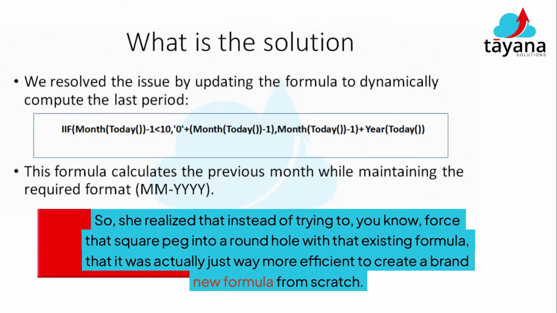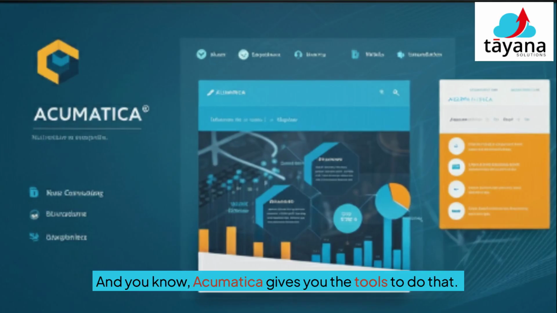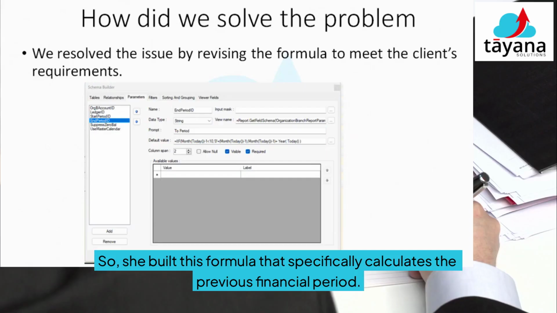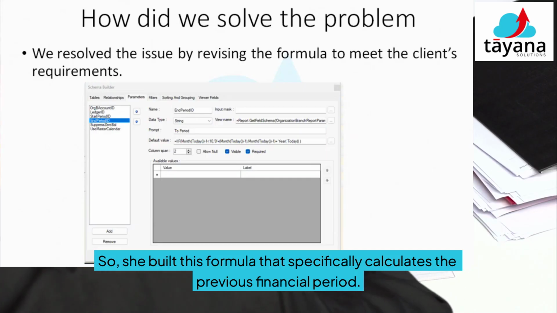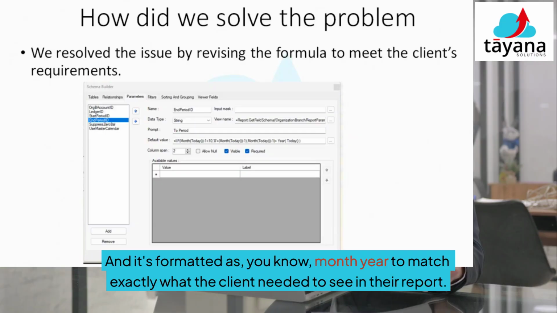So she realized that instead of trying to force that square peg into a round hole with that existing formula, it was actually way more efficient to create a brand new formula from scratch. And Acumatica gives you the tools to do that. So she built this formula that specifically calculates the previous financial period, and it takes into account that year change. Clever. And it's formatted as month, year to match exactly what the client needed to see in their report.